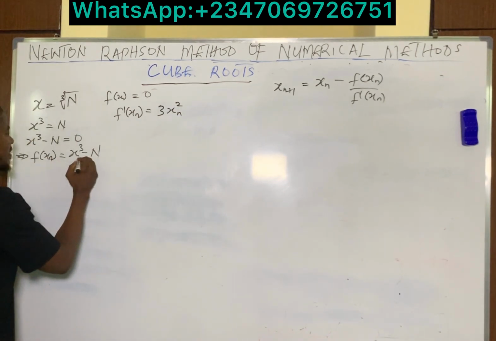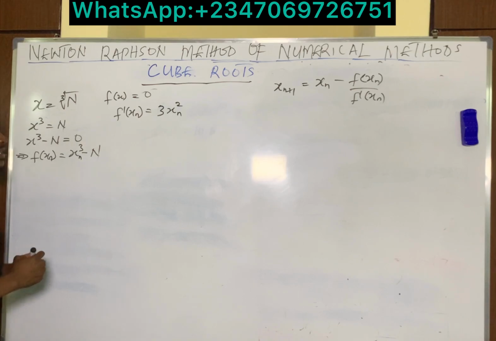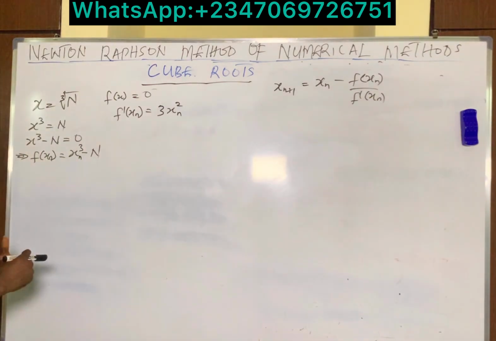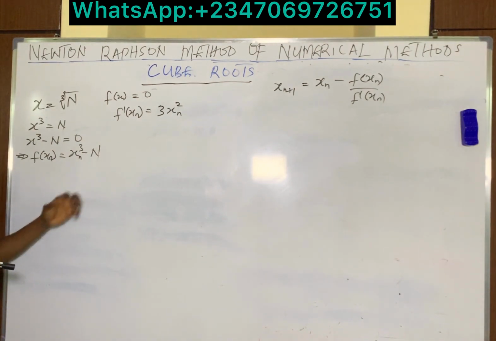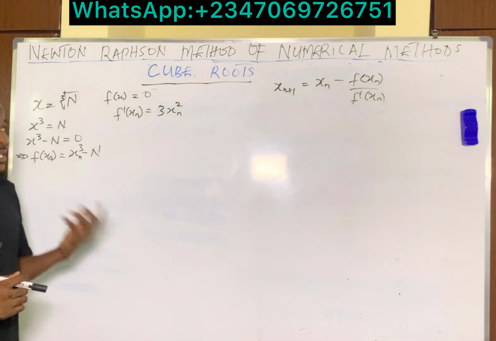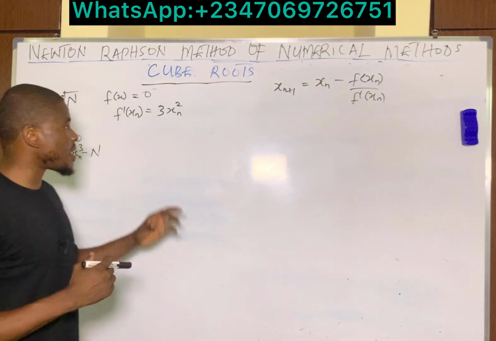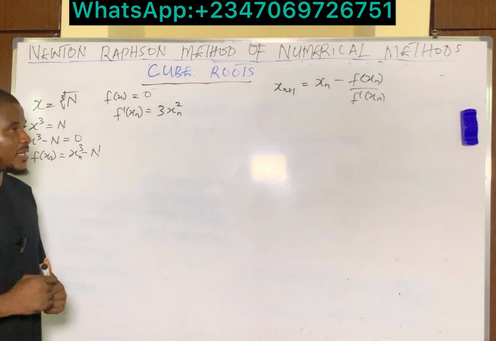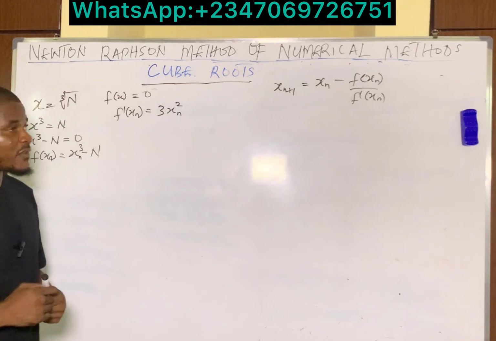So in place of x, now simply put it as what? xn. Let us just be generic and work along with the formula. Okay, so if I differentiate n, of course n is a constant, an integer, its derivative becomes 0. So our f prime of xn simply gives us 3xn squared. Now let's plug these values into the given formula.